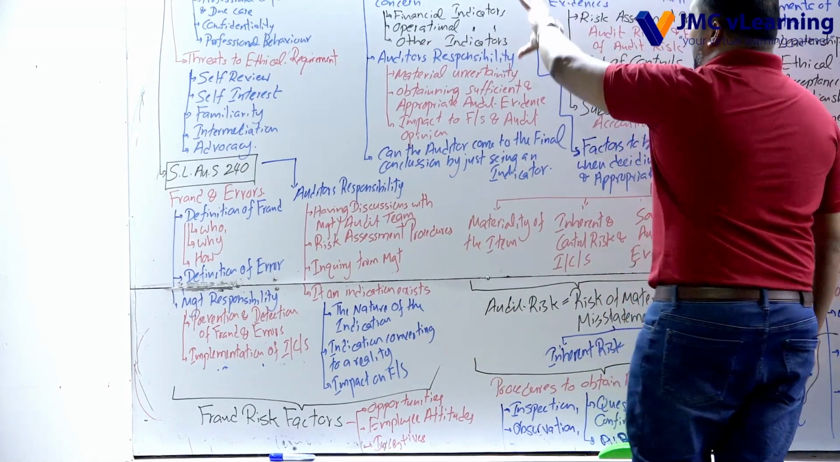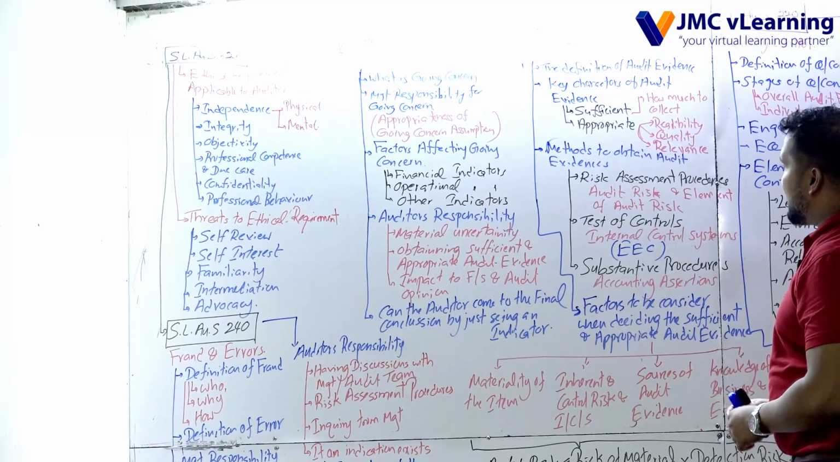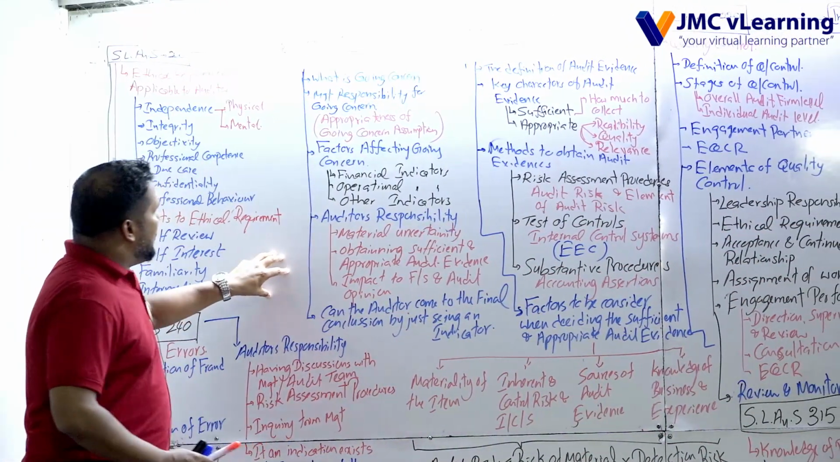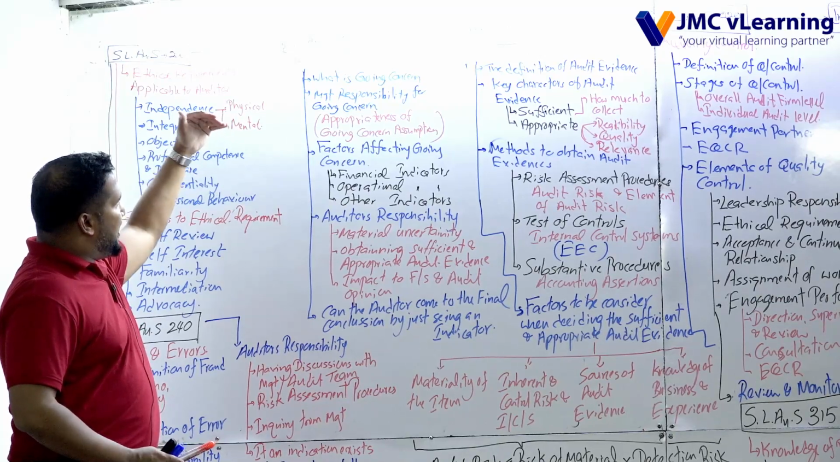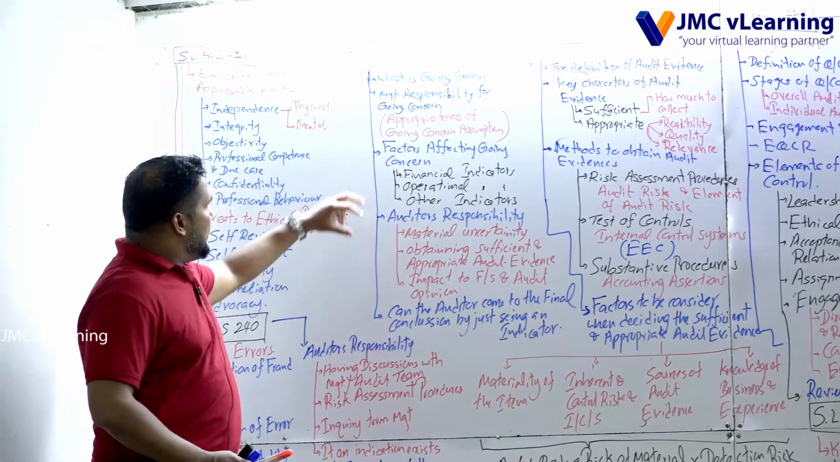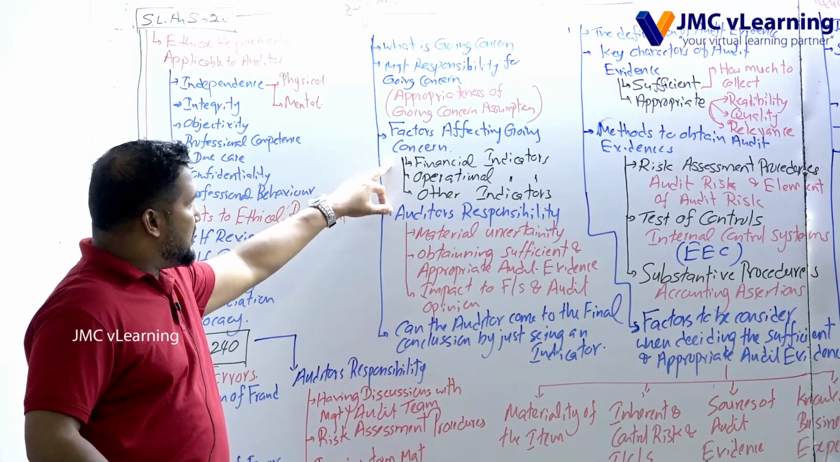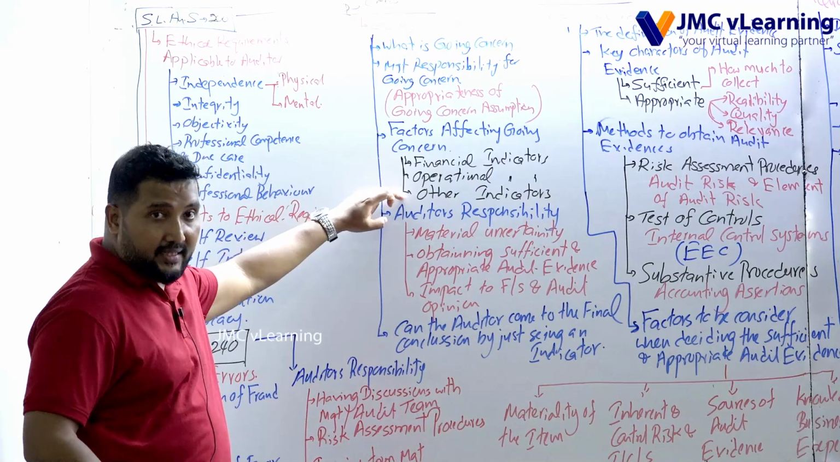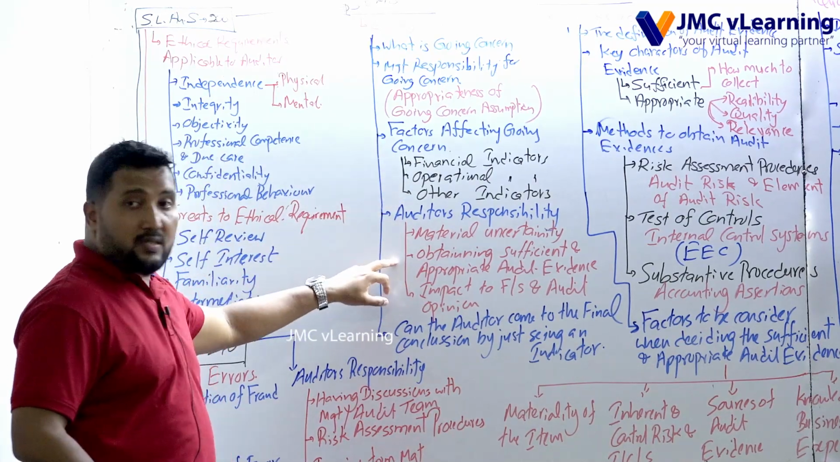Moving on to SLOS 570, going concern. These are the main areas which we have discussed under going concern. So what do you mean by going concern? The management responsibility with regard to the appropriateness of the going concern assumption. Then the factors affecting going concern. Basically we have discussed 3 indicators: financial indicators, operational and other indicators. Then the auditor's responsibility as well.